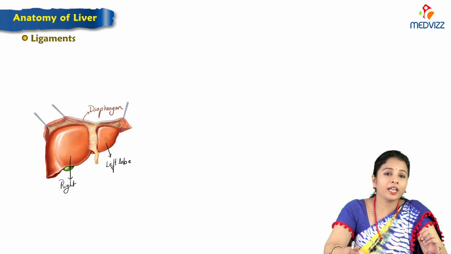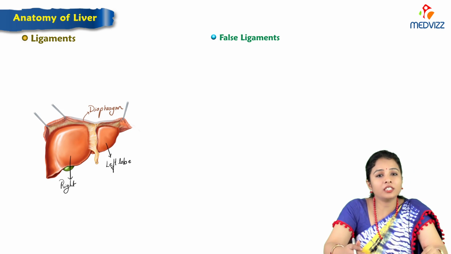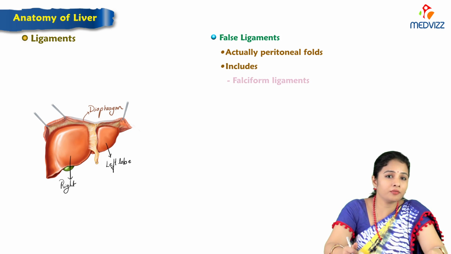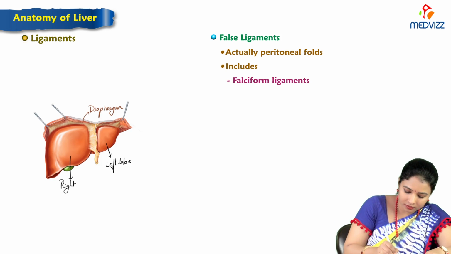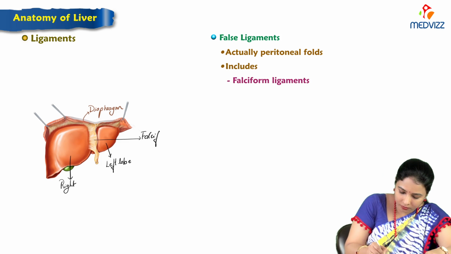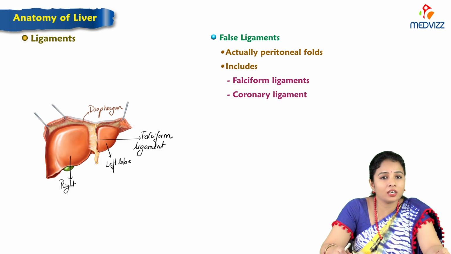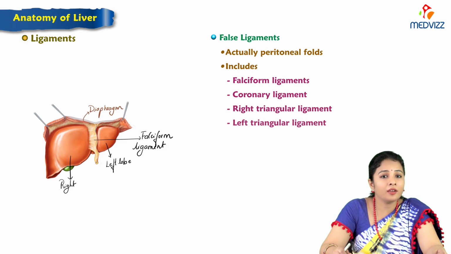Ligaments of liver can be classified into true ligaments and false ligaments. False ligaments are formed by the peritoneal folds. So here we can see the falciform ligament. The next ligament is the coronary ligament, right triangular ligament, left triangular ligament, and lesser omentum.